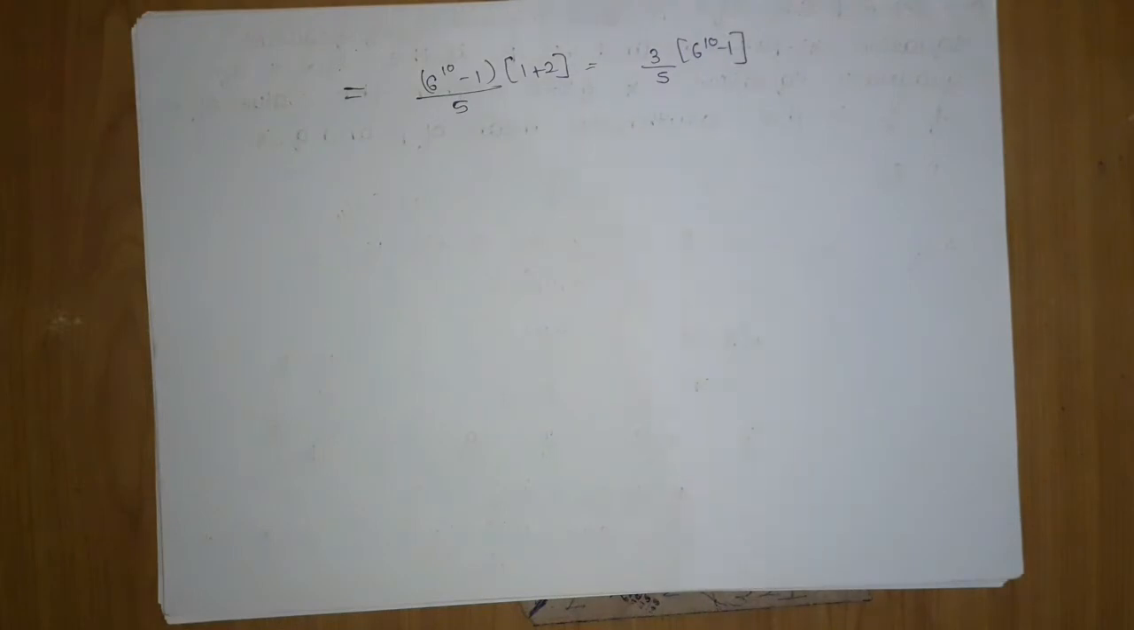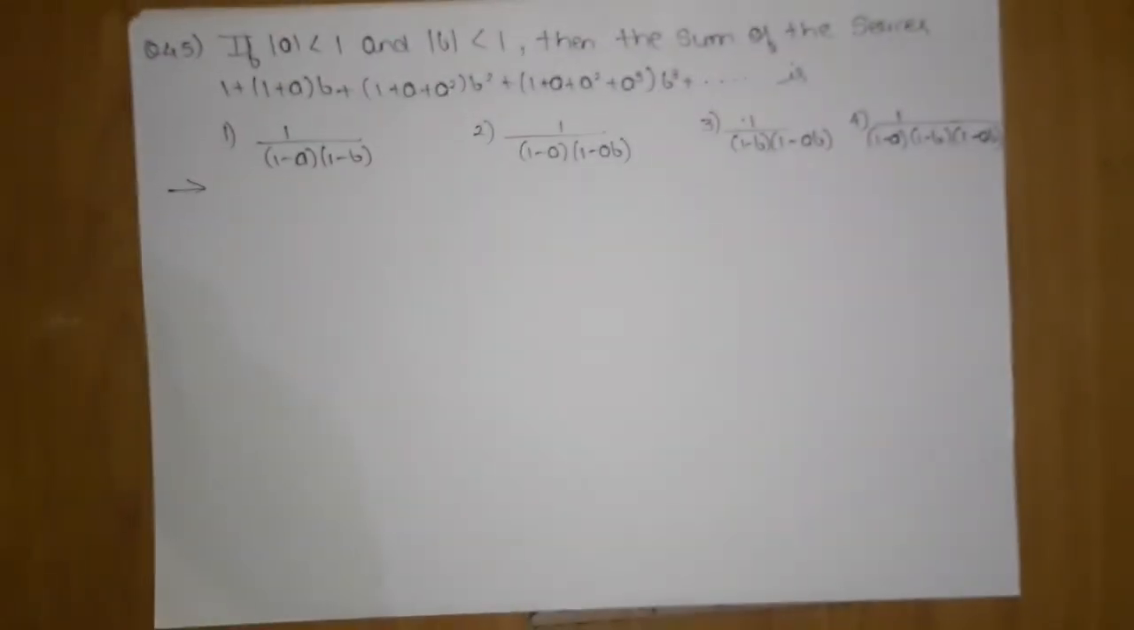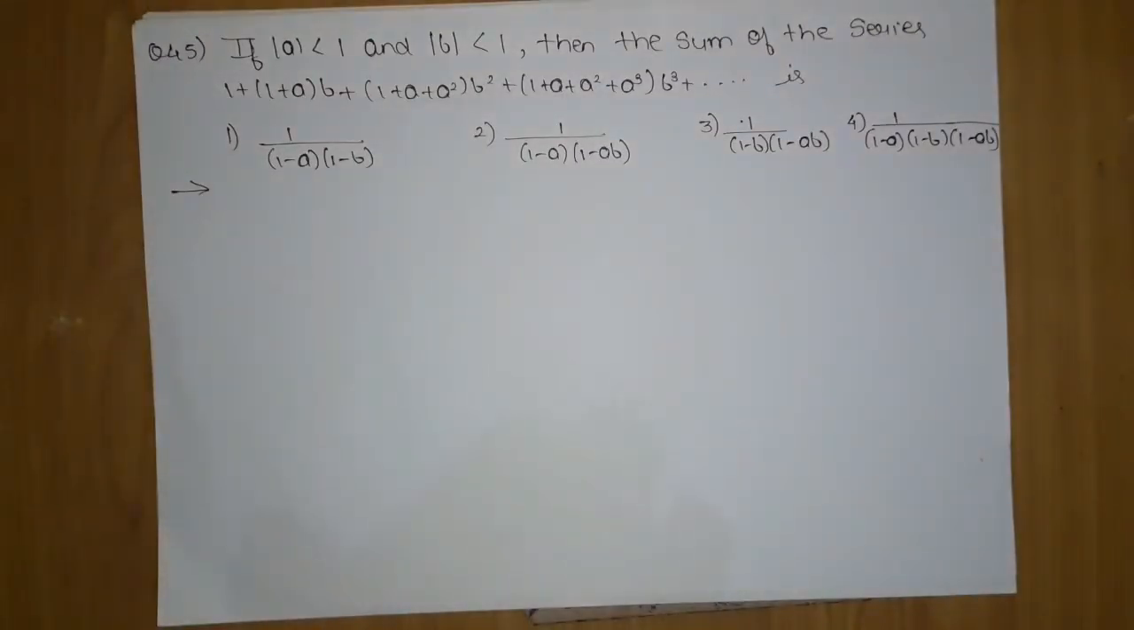Now let's move on to question number 45. Let me get the page. This is the question. The question says, if mod A is less than 1 and mod B is less than 1, you know these conditions are for an infinite GP series, very obvious, so they will not give you a hint that it goes to infinity. Then the sum of the series 1 plus a into b plus 1 plus a square into b square and so on till infinity is what? That is what they are asking.